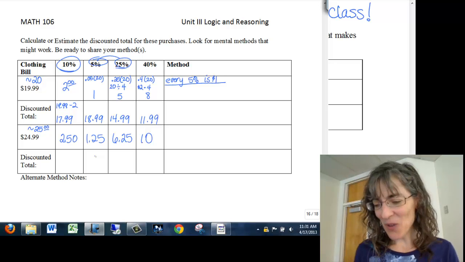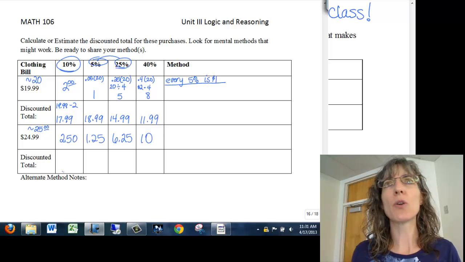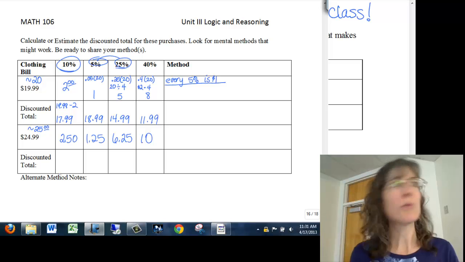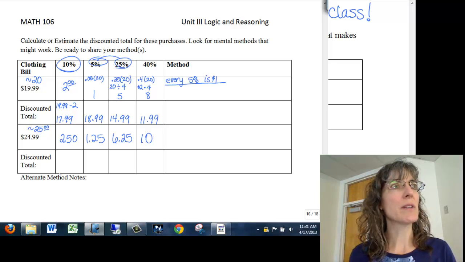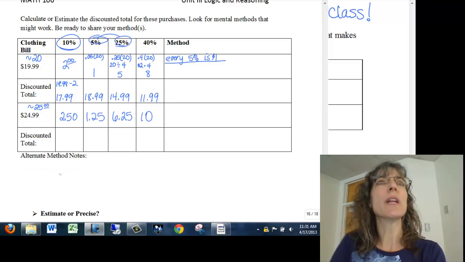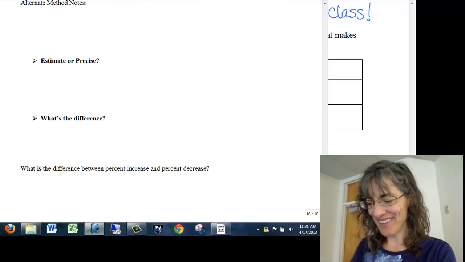Okay. So can you figure out what you do for the discounted totals? I'm not going to go through all of them because I think you can do them. Just subtract it off of the total price. And then you've got your discounted totals. Good. Okay, so did you learn anything about other methods and mental math? Yes. Yay. Good answer, Jeremy.